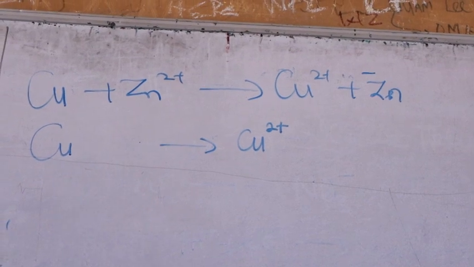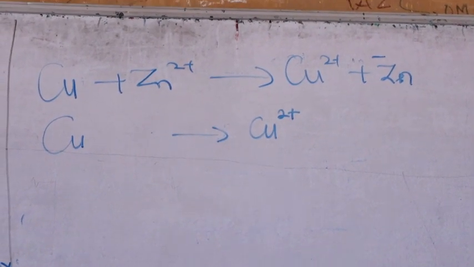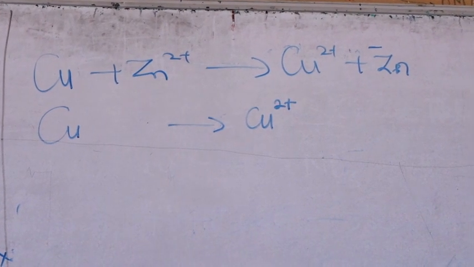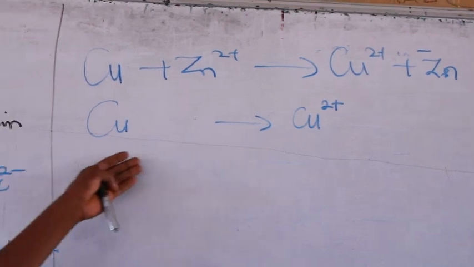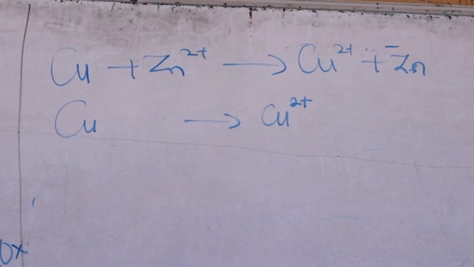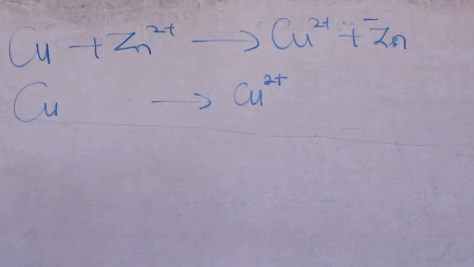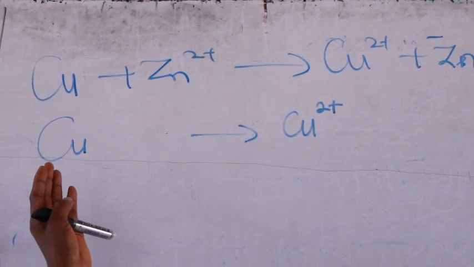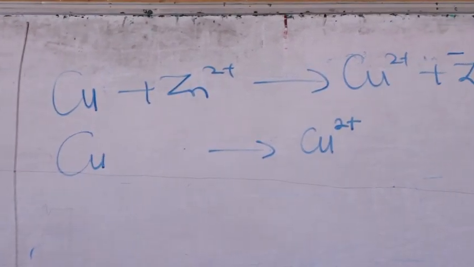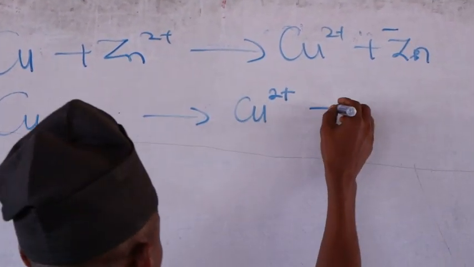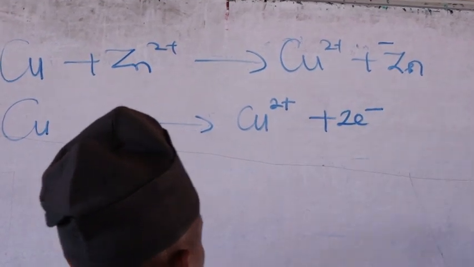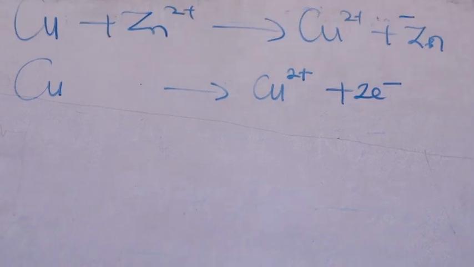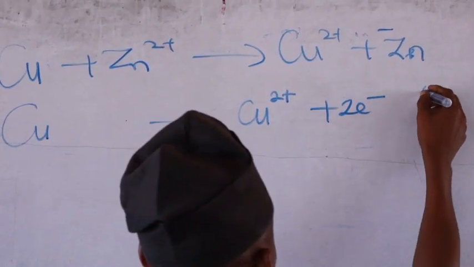For copper to become copper 2 ion, what happens to copper? What happens to copper if you have it from Cu to become Cu2 plus? That means electron is lost. Usually electron loss should be added as the right hand side. So that means you have plus 2e minus. And that equation is balanced. So this is oxidation equation.